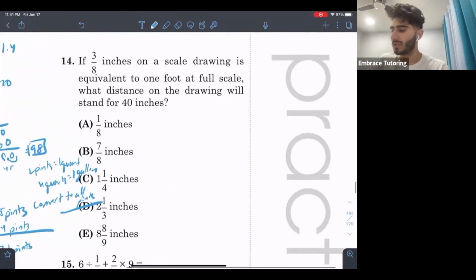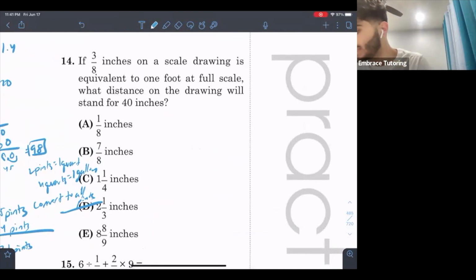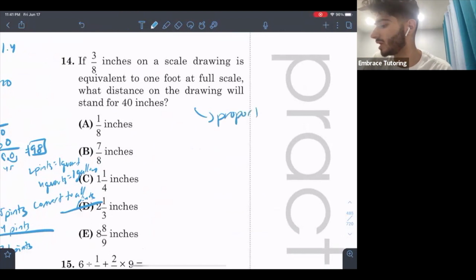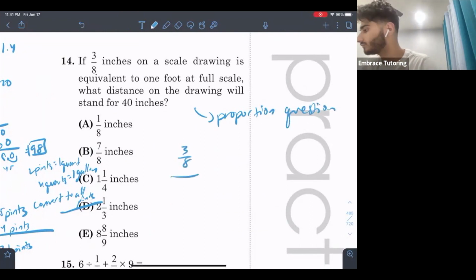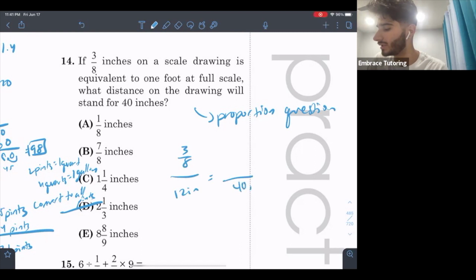Question 14. If 3/8 inches on a scale drawing is equivalent to 1 foot on a full scale, what distance on the drawing will stand for 40 inches? So this is a proportion question. 3/8 of an inch is equal to 1 foot, equal to 12 inches, right? So what distance on the drawing will stand for 40 inches?